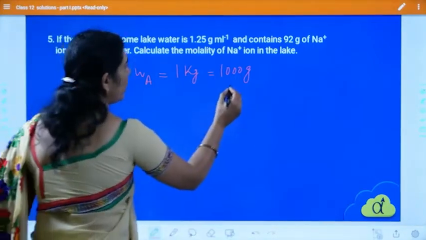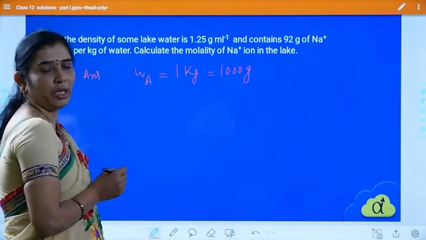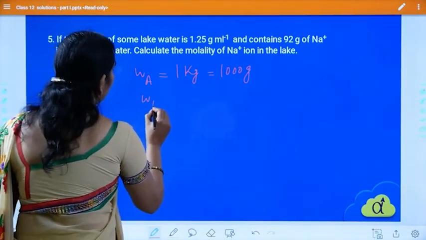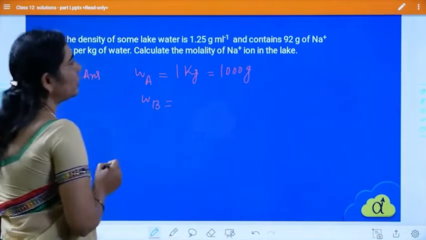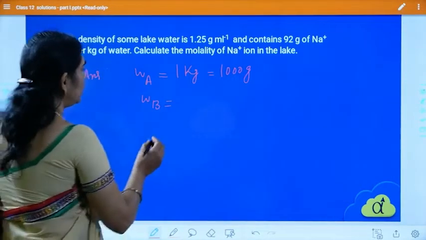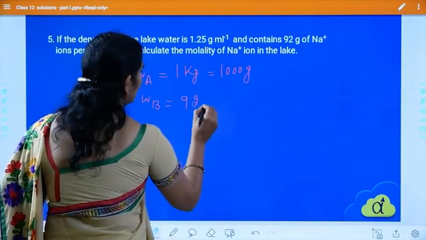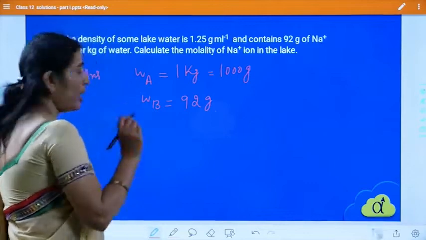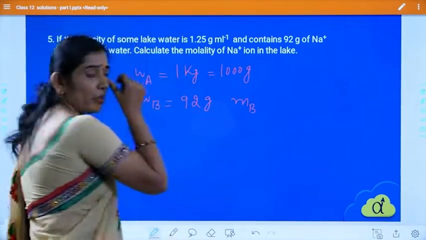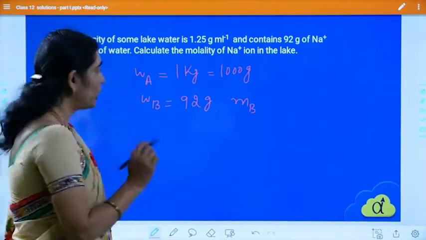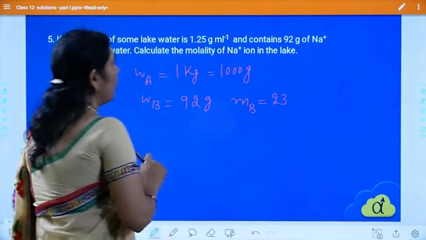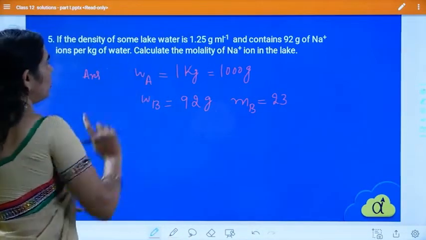Now WA value is 1000 grams. Now WB, the weight of the solute. Solute is Na+ ion. How much is it given? 92 grams. Now MB means the molar mass of the solute, so only sodium ion you have to consider. What is the atomic mass of sodium? 23. Now don't bother about this density and all.